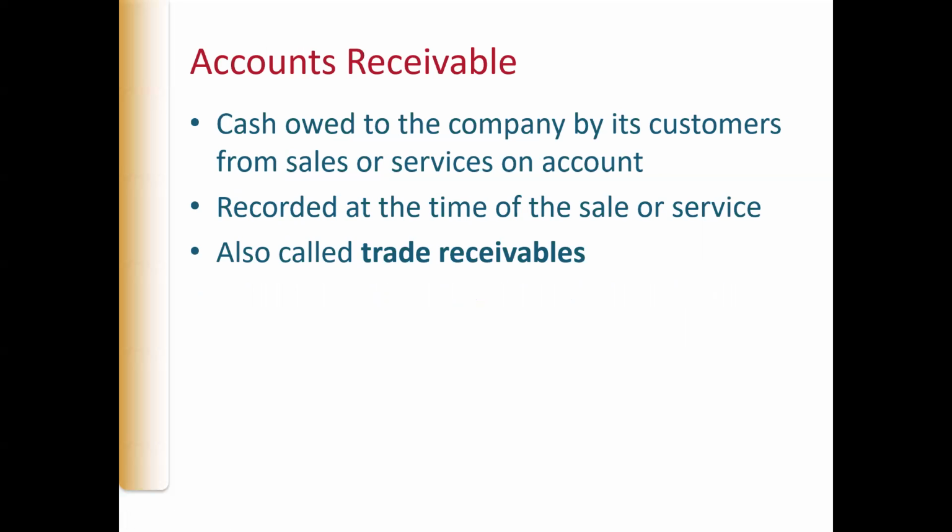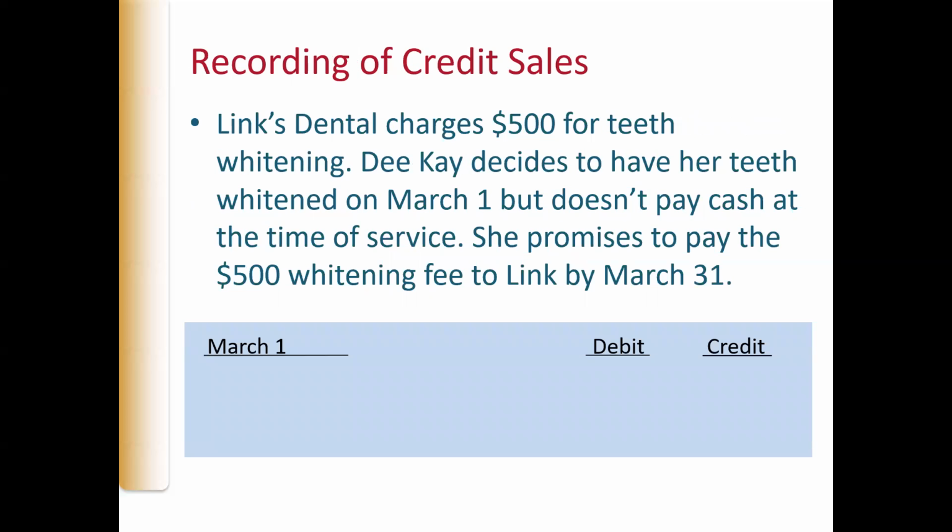So an accounts receivable, remember, is cash owed to the company by its customers from sale of either goods or services. We record at the time of the sale or the services that accounts receivable. We would record an accounts receivable along with a credit to sales revenue.